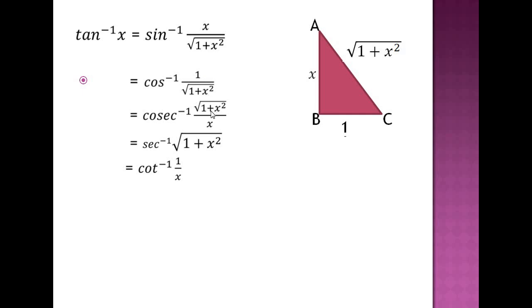Similarly, you can go with the other inverse trigonometric functions. Tan inverse of x can be written as cosec inverse of under root of 1 plus x square by x. Tan inverse of x can be written as sec inverse of under root 1 plus x square by 1, which is nothing but under root 1 plus x square, and tan inverse of x is cot inverse of 1 by x, that is adjacent side upon the opposite side. So what I'm trying to tell you is that by the triangle method you can easily convert one inverse trigonometric function in terms of the other 5 inverse trigonometric functions.